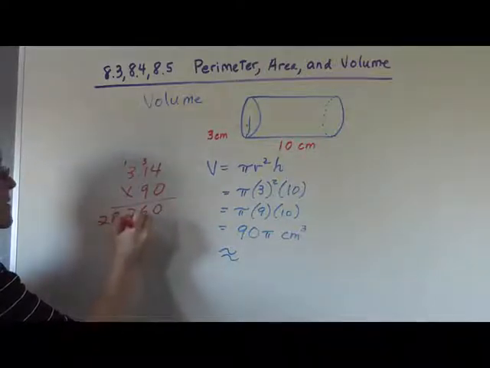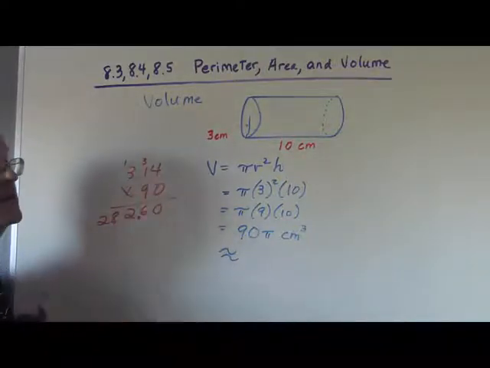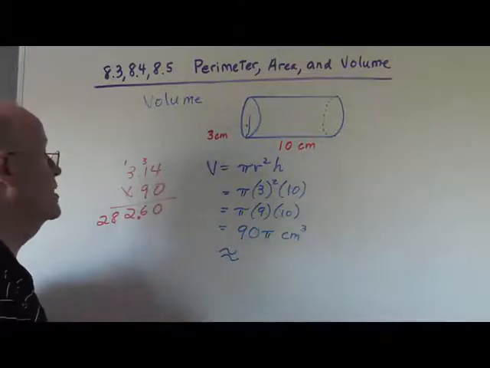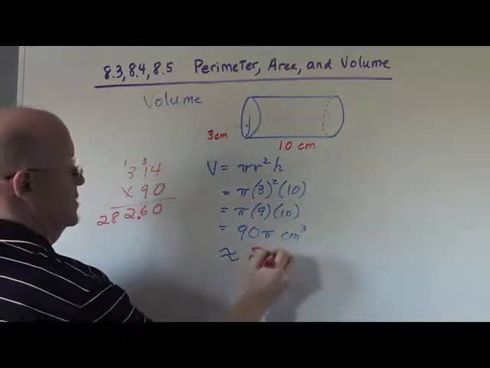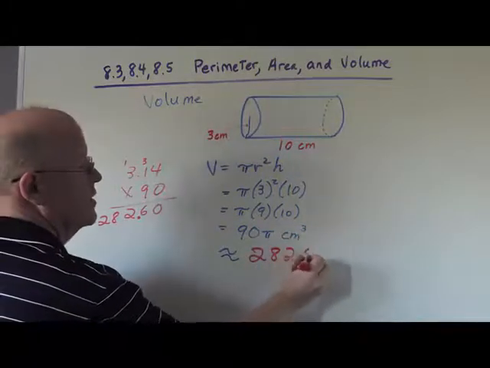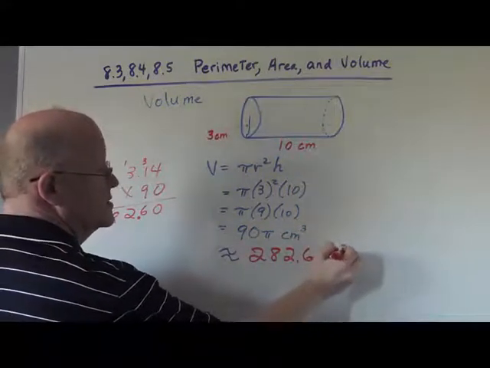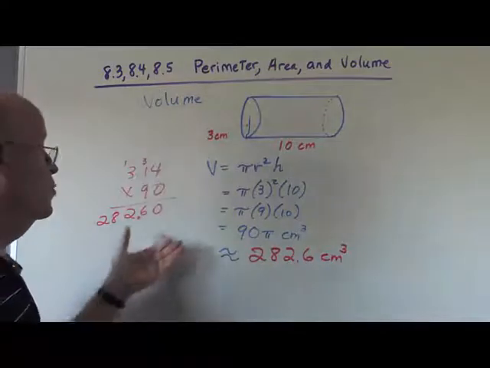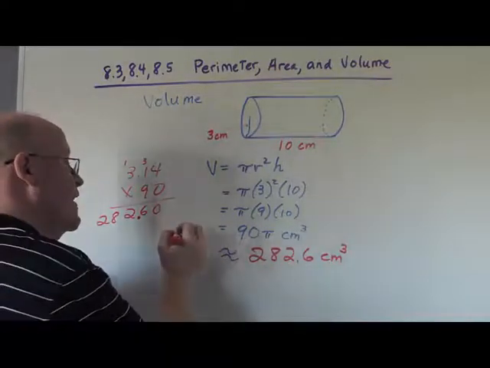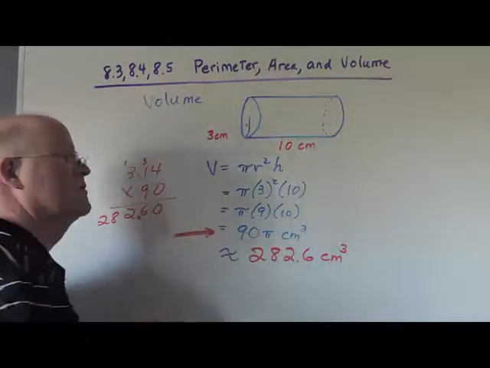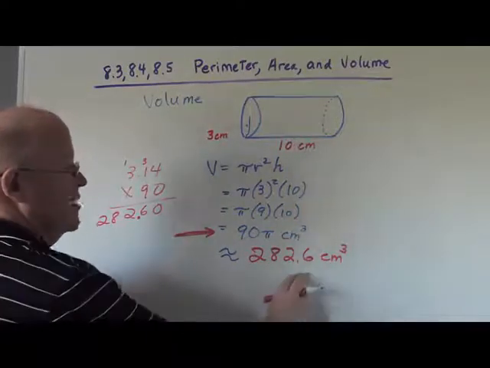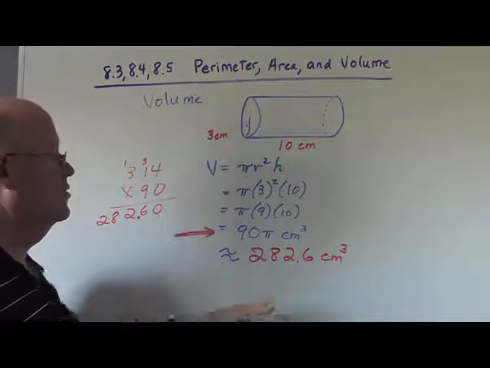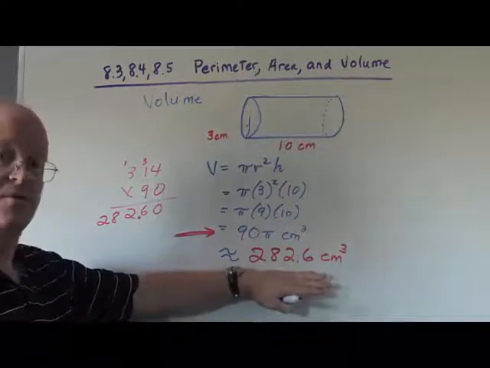And move the decimal 2 places to the left because the 3.14 has 2 digits to the right of the decimal. And now we have an approximation of 282.6 cubic centimeters. Okay, one's an exact answer. That's the one we're going to use most often in our future math classes. But for now, we're usually using the approximation using 3.14, and so that would be the approximation.